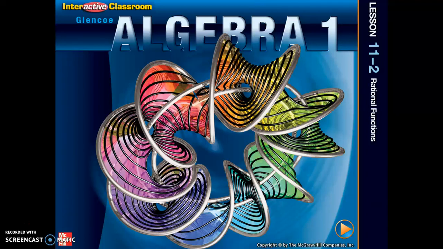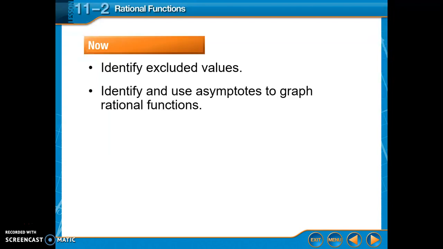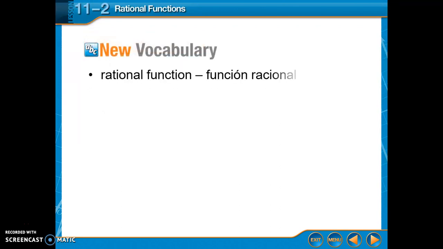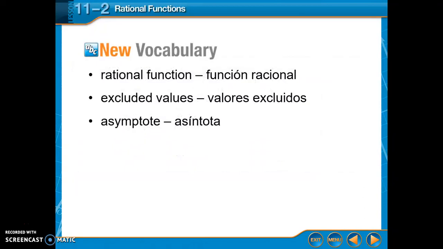Lesson 11.2 is on rational functions. In this video, you will learn to identify excluded values and identify and use asymptotes to graph rational functions. Okay, so your vocabulary for this section is rational function, excluded values, and asymptote.